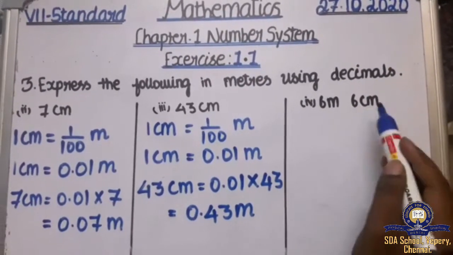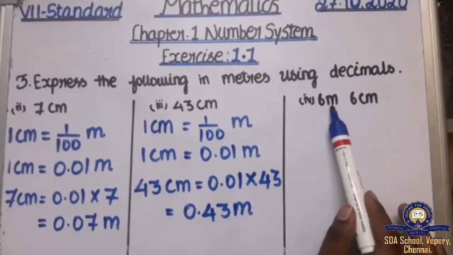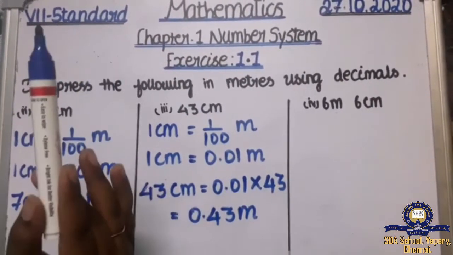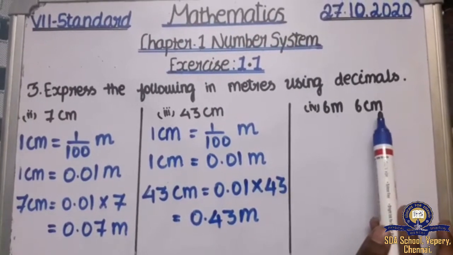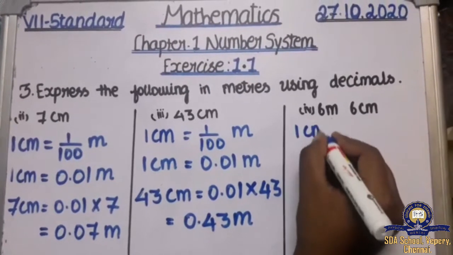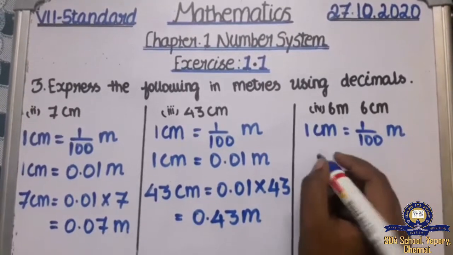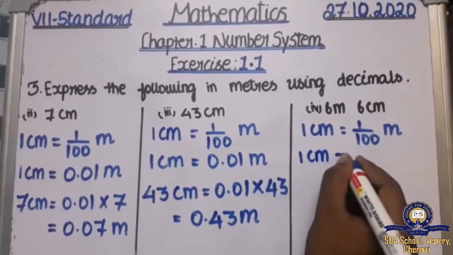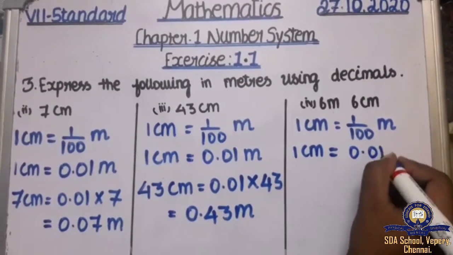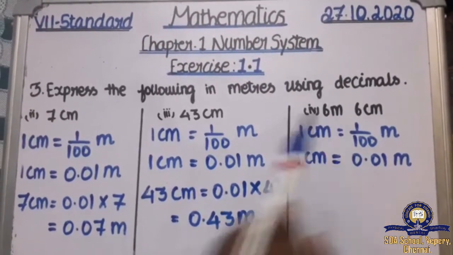So here they have given 6 meter and 6 centimeter in the 4th division. Here the first one is already in meter. The second one is in centimeter. So keep the 6 meter as it is, and 6 centimeter we need to convert into meter. So 1 centimeter is equal to 1 by 100 meter. While saying in decimal, we can say 1 centimeter is equal to 0.01 meter.